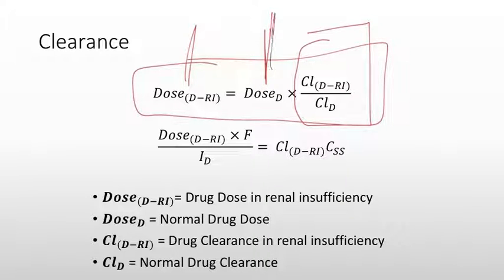This assumes that you know the normal dose of the drug and you know both the normal and the impaired clearance. But if I know the normal dose of the drug and I know the normal clearance, then I can actually calculate what the concentration at steady state was. I can also from that calculate what the volume of distribution is.